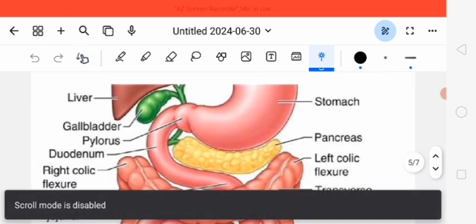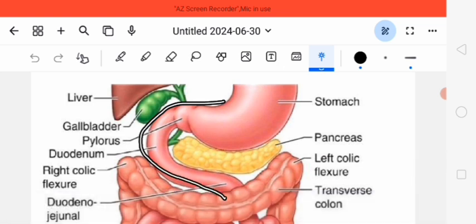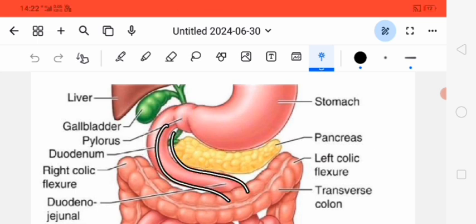Now we came from the stomach to the small intestine. This is the starting part of the small intestine. Here we have learned that there is a sphincter called pyloric sphincter. This part, that is called duodenum.